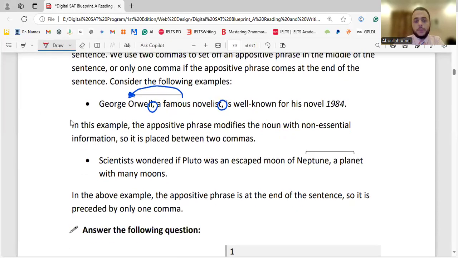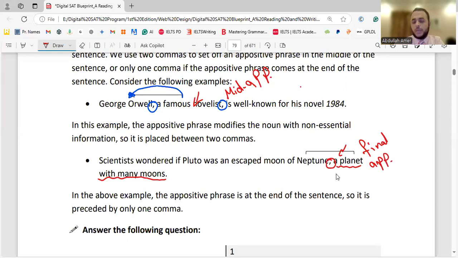Another example, scientists wondered if Pluto, an escaped moon of Neptune, a planet with many moons. A planet with many moons is also an appositive, but we added only one comma here. So what's the difference between this appositive and that appositive? Simply, this one is called a middle appositive. So this is a middle appositive. But this one is a final appositive. This is a final appositive.